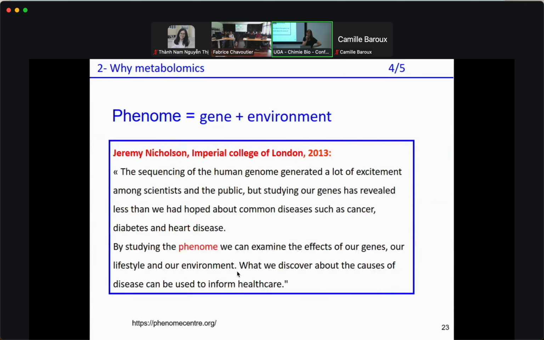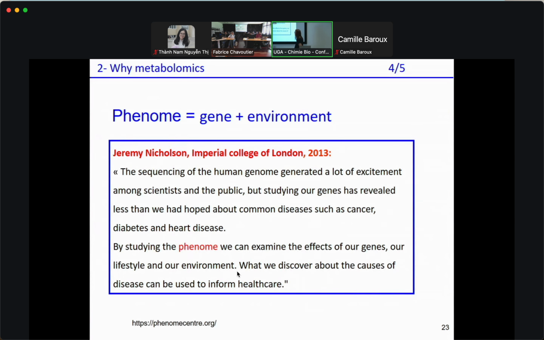Also, this is an important paper by Jeremy Nicholson from Imperial College London, who launched what he called the Phenome Center. The Phenome is a little bit different from the Metabolome. It examines the effect of gene, lifestyle, and environment on the metabolome. So now there are several Phenome centers in the world.